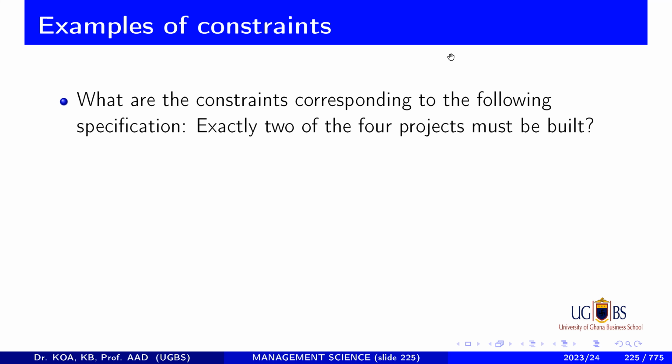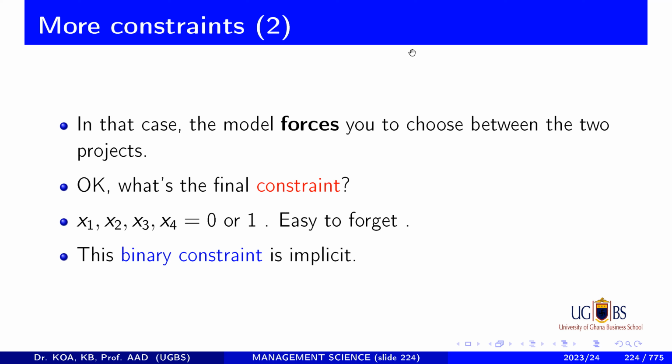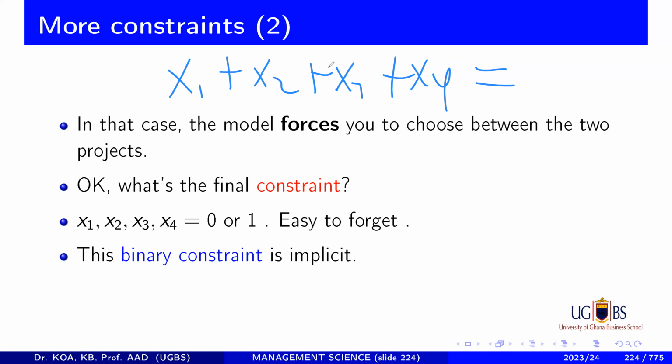Now, first of all, you got to note the 4 constraints. What are the 4? The 4 constraints are x1 plus x2 plus x3 plus x4. Okay, these are the 4 constraints. Now the question says exactly 2 must be built. Must is equal to, and it says exactly 2. So you indicate 2 at the end. That is exactly 2 must be built.